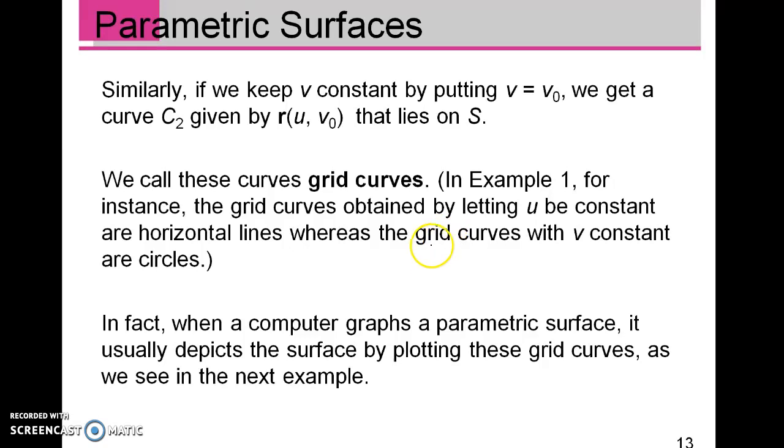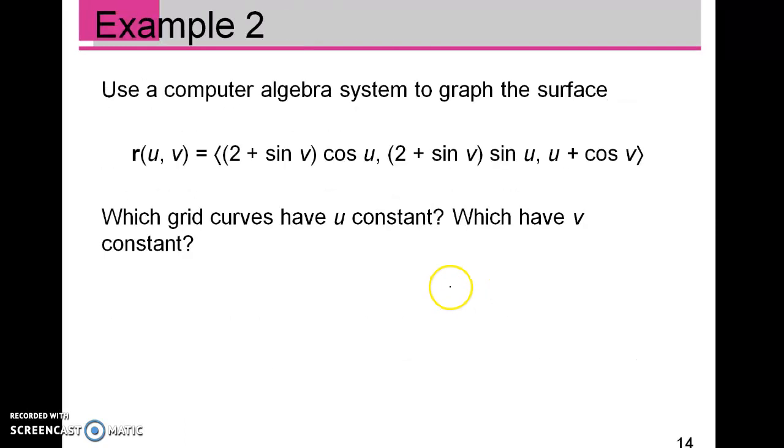So in example 1, for instance, the grid curves obtained by letting u be constant are horizontal lines, whereas the grid curves for v constant are circles. So in fact, the book starts talking about computer graphics, graphs of parametric surfaces, and it usually depicts the surface by plotting the grid curves, as we see in this next example.